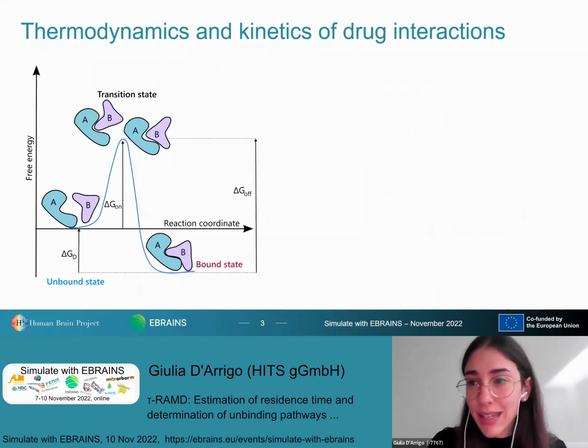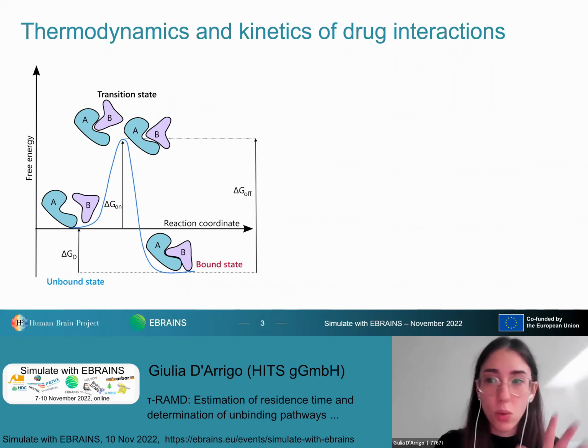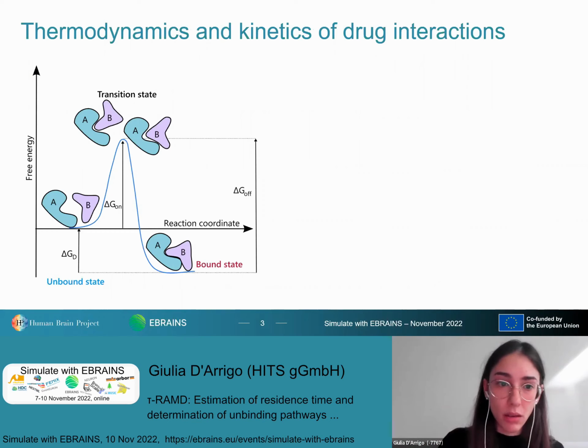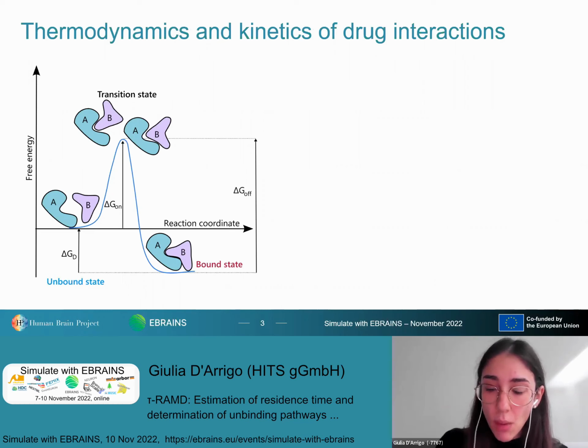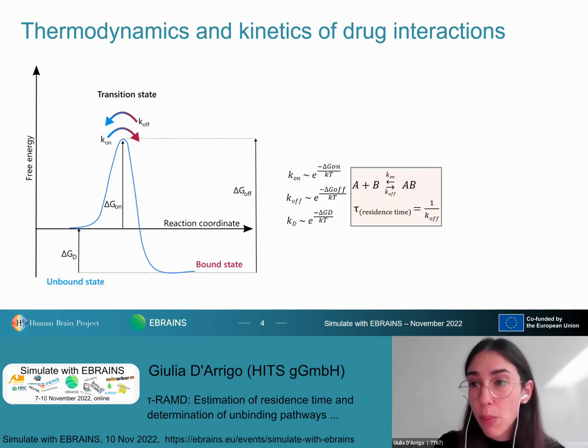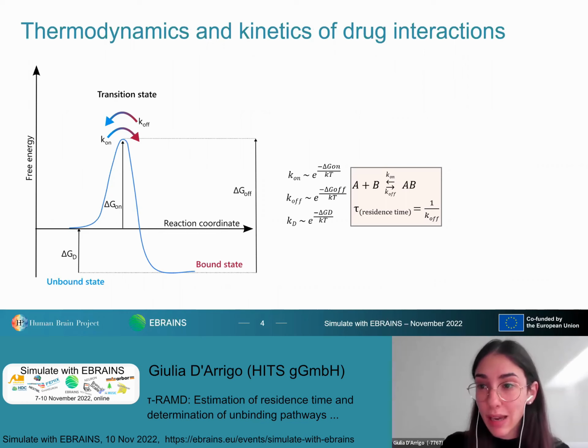So this is just a scheme that shows the thermodynamics and kinetics of drug-target interactions. We start from the two partners in their unbound state, then they go through the formation of transition states to the final bound state. But what I want to highlight, particularly in this graph, is the presence of two important kinetic constants, k_on and k_off, which describe the binding and unbinding event, respectively.